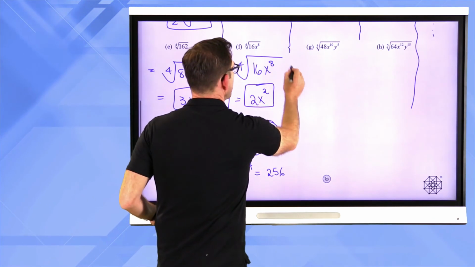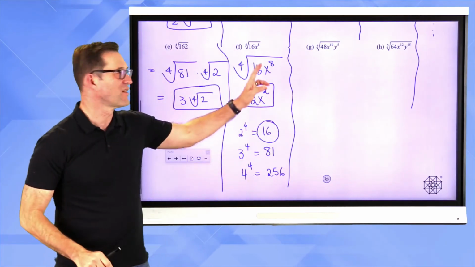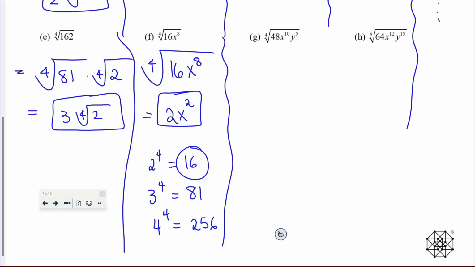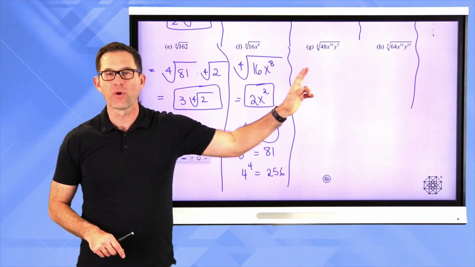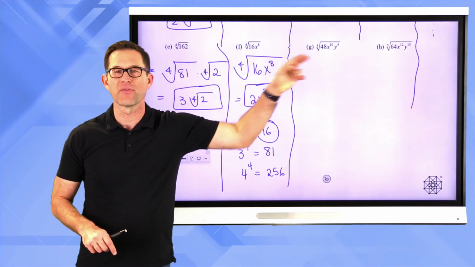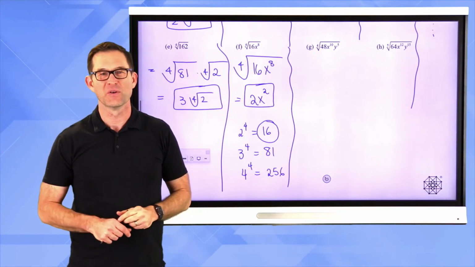So maybe let's do a little bit more of a challenging one in letter G. Let's take a look at that. We've got the fourth root of 48x to the 10th, y to the 5th. All right, so this one you've got to do a little bit more work on. Think about the 48, think about the x to the 10th, think about the y to the 5th, and see if you can simplify those.